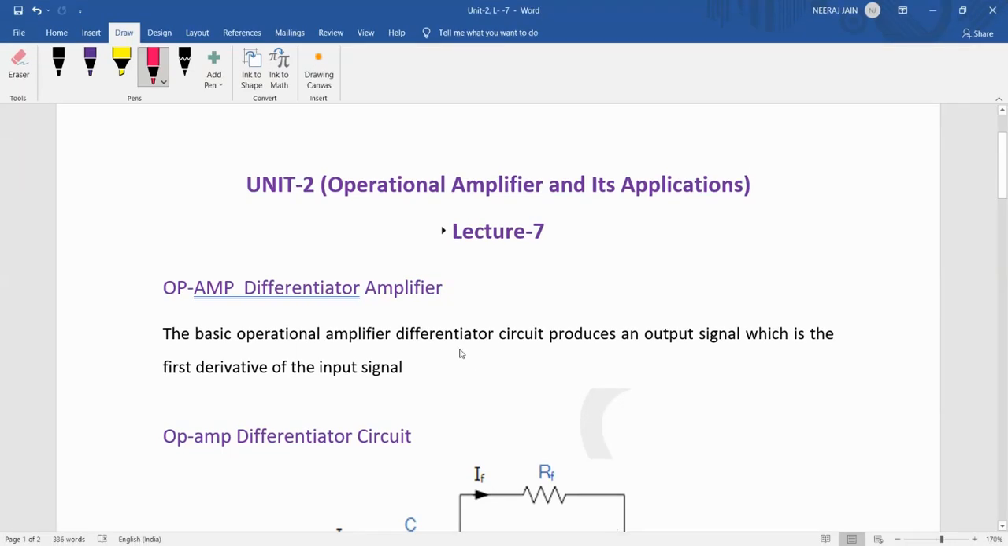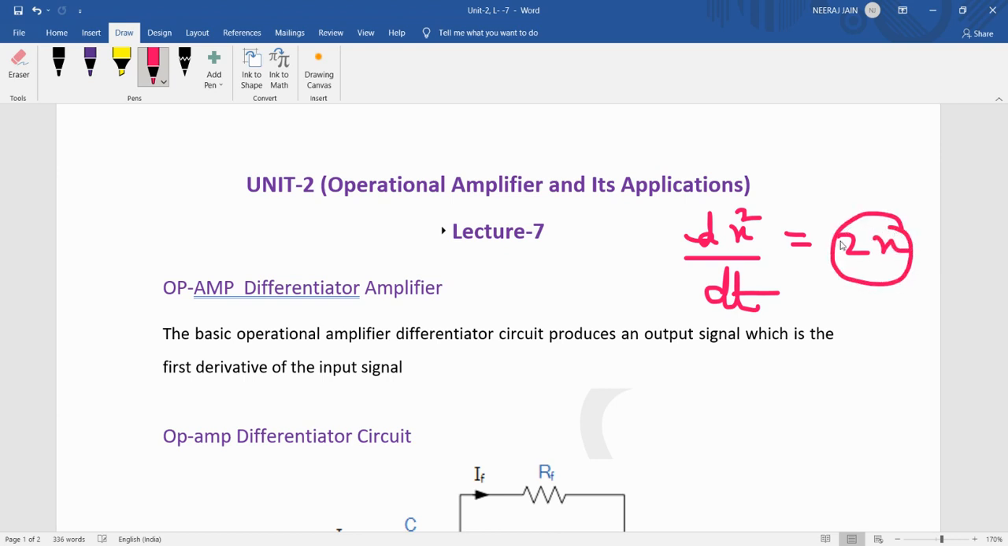Okay, dear students, we are going to discuss the differentiator amplifier. As you know, what is the differentiator? You studied earlier in mathematics that d upon dt is the differentiation. And if we differentiate any value like x square, then it will be 2x. Here we will see how we can implement the differentiation with the use of an op-amp, operational amplifier.